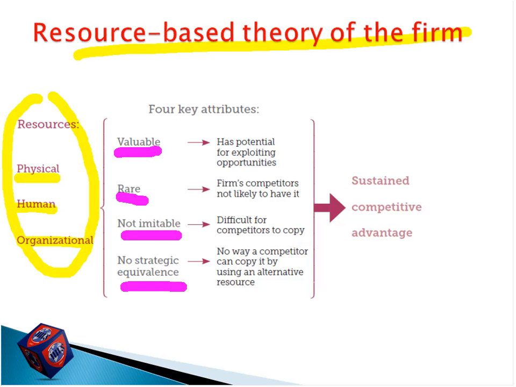Of course, this theory will be just for your information, and it does affect the strategy making of a management that wants to create a new strategy for the company. For valuable, the attribute is the potential for exploiting the opportunities. For rare, we have the firm's competitors not likely to have it. For non-imitable, it is difficult for competitors to copy, which I'm sure many of us would have plenty of examples for. And at the end, we have the no strategic equivalent, which means there is no way a competitor can copy it by using alternative resources.